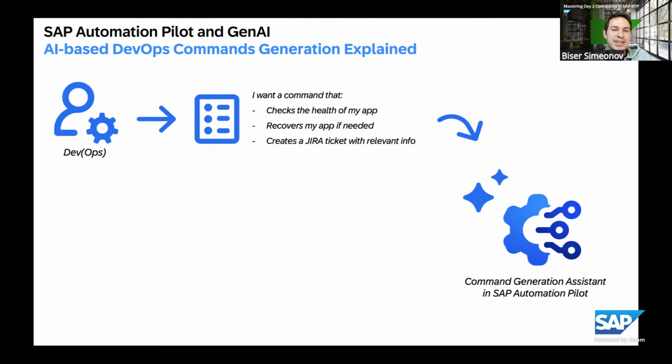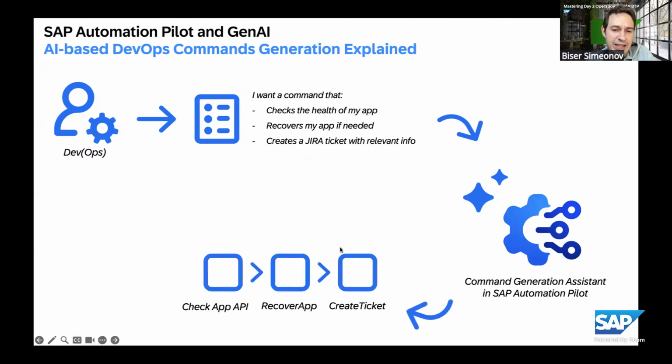Placing it here and then modifying it a bit. The ultimate goal when it comes to command generation is to have a UI where we can place a simple text describing what exactly we would like to get as an automation. And then the GenAI would be generating that for us, resulting in an automation flow. So yeah, that's achievable with the GenAI assistant, which is incorporated into the automation pilot.